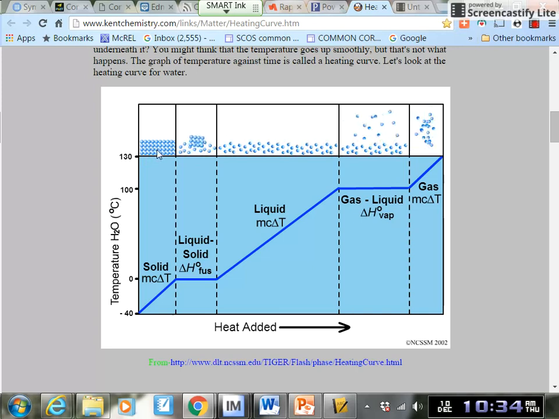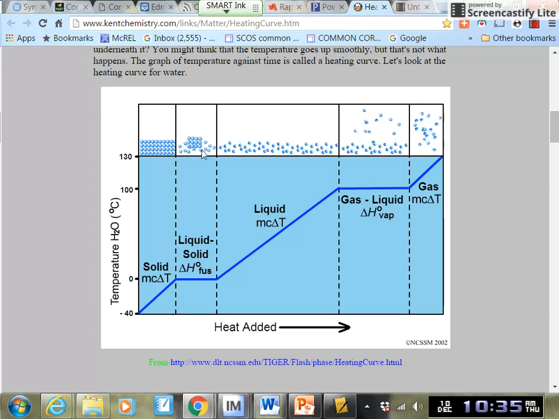So if this is for water, here you see it's a solid. Notice you see here there's a mixture. This is where your phase change is taking place. You have a little bit of solid and a little bit of liquid. Then you have just a liquid phase. Here you have a little bit of liquid and a little bit of gas. And then in this region, it's just a gas. So this corresponds to each part of this heating curve.